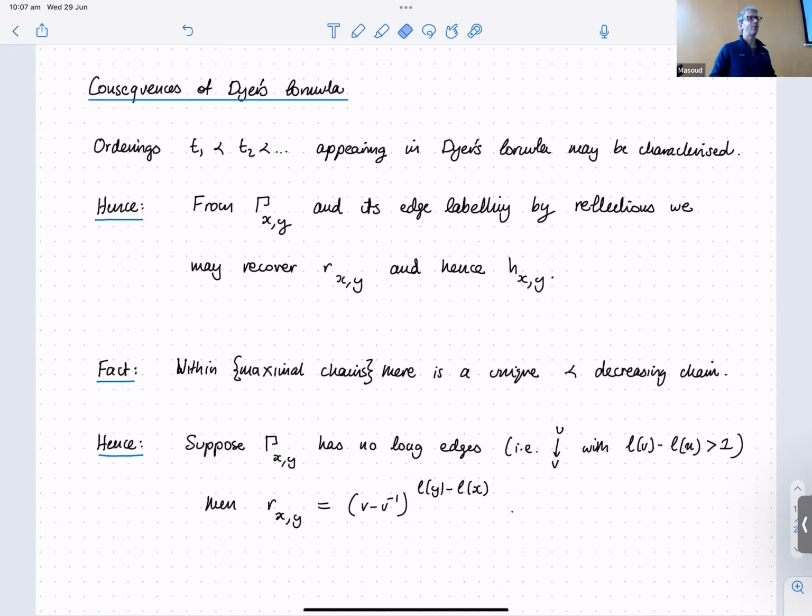So the four crowns are a classic example of something with no long edges. There's no long edges in the n-crown.